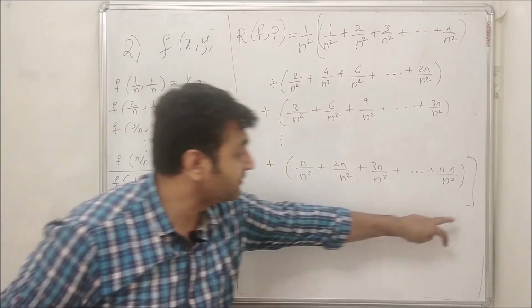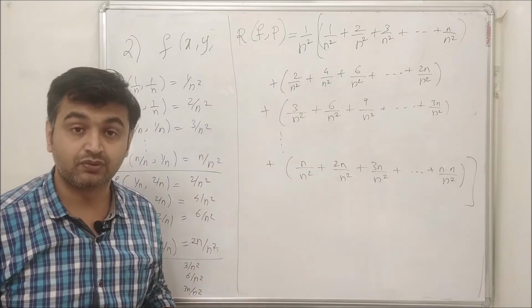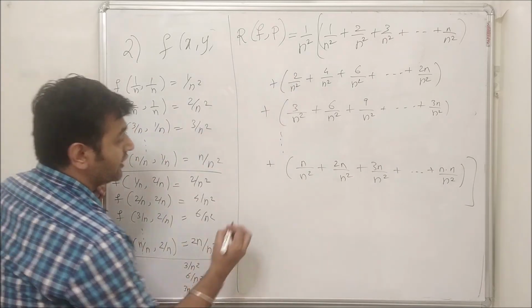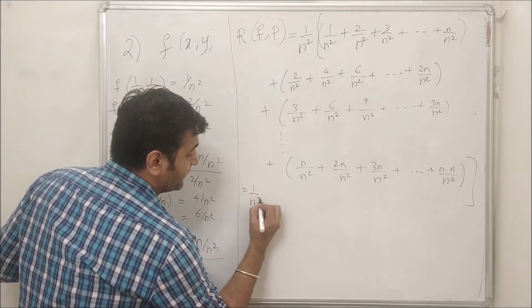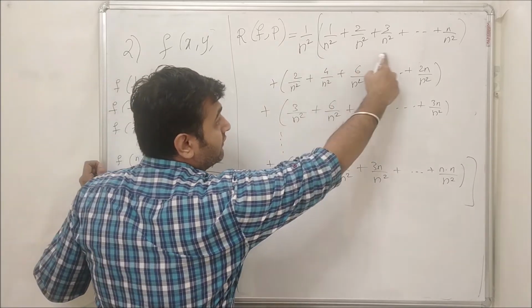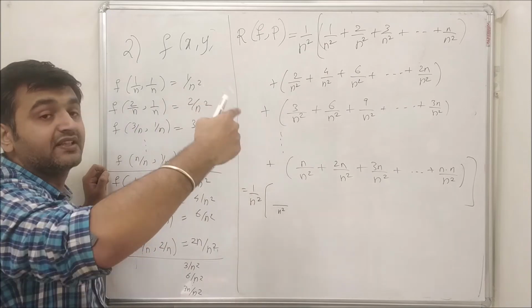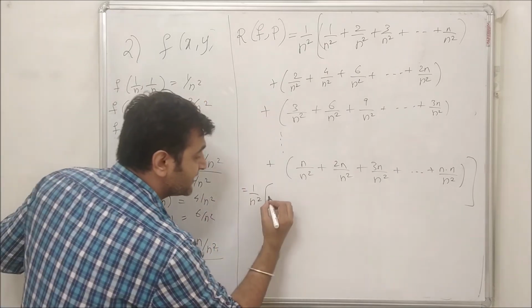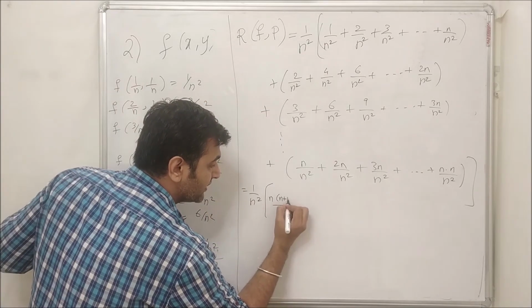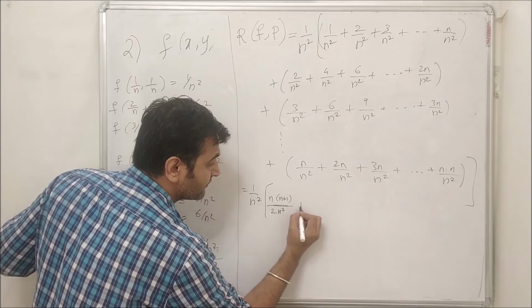Now hold this multiplied by the area, which is 1 upon n square. Good. Now 1 upon n square again. There in the denominator, n square is common. What is the numerator? 1 plus 2 plus 3 plus up to n. What is the sum of the first n natural numbers? n into n plus 1 by 2. So that is my first value.